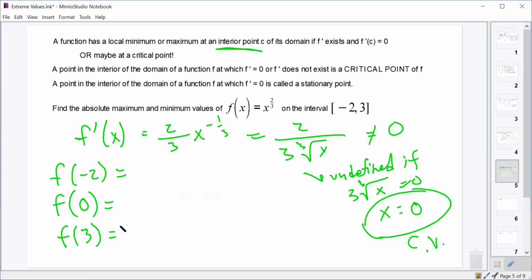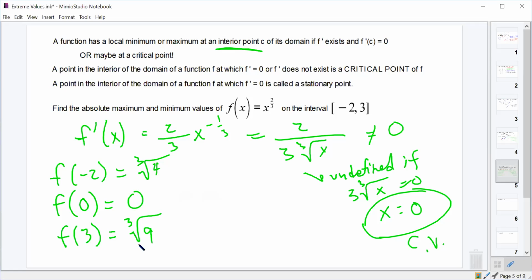So what's f of negative 2? The cube root of 4. Cube root of 4, right? Square the negative 2 to get 4, and then take the cube root. What's f of 0? 0. And what's f of 3? The cube root of 9.